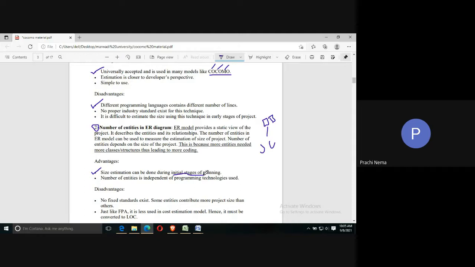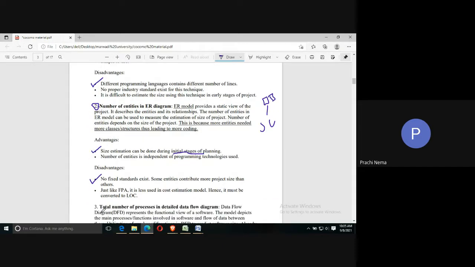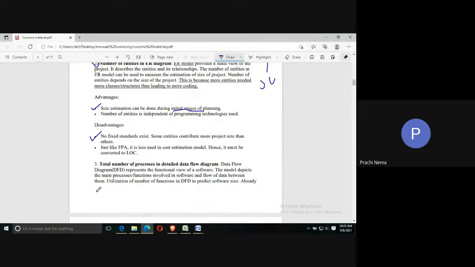And the disadvantage is that there is no fixed standard. Some entities contribute more to project size than others. So we cannot define a standard to use this technique. That is the disadvantage. This is how you can estimate size using entities in the ER diagram.